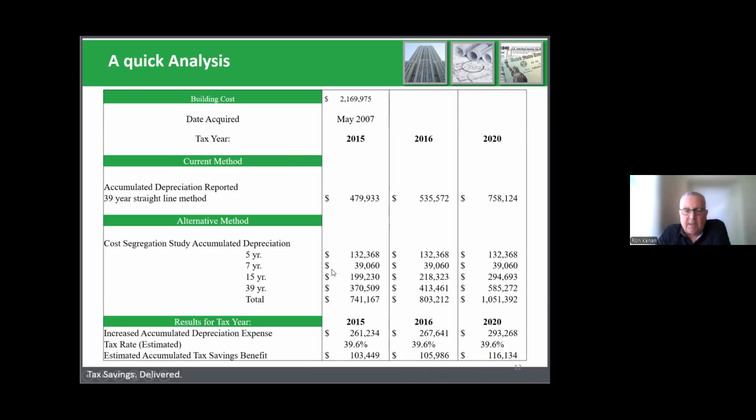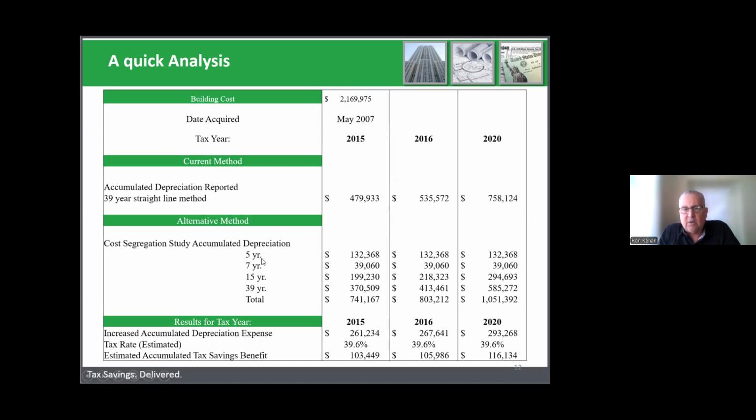This is an old example, and I'll show you a new one later on. But it shows you a building that costs 2 million. Now this is building cost, so this is after deducting the land. And it shows the accumulated depreciation. This happened to be 39 years, so that means it's a commercial building.